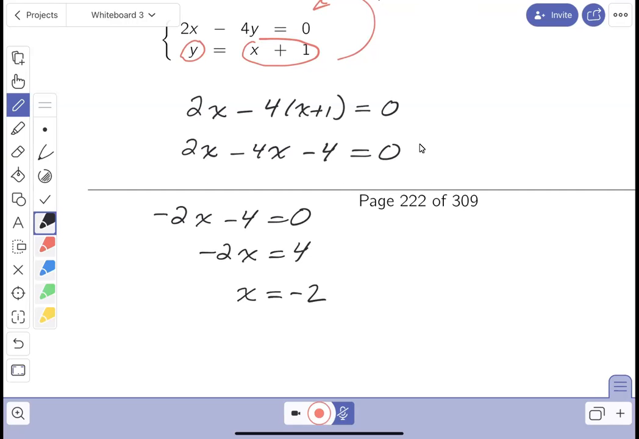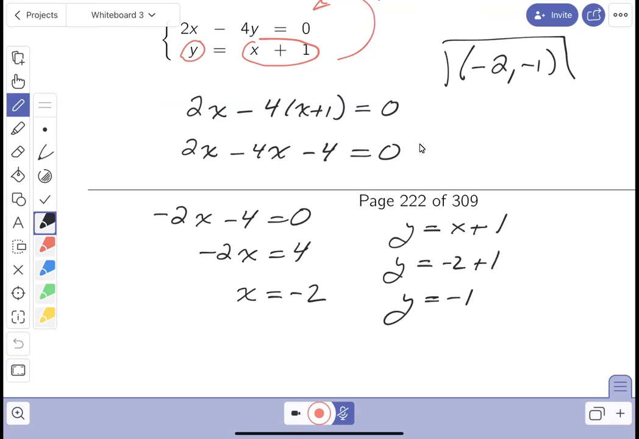Well, again, I want to tell you, y is x plus 1. So y is, well, what do I believe x is? I believe it's minus 2, and that's plus 1. So I believe y is going to be minus 1. So I believe I have a point of intersection. That point is going to be minus 2 for the x, minus 1 for the y. I still want to check it.